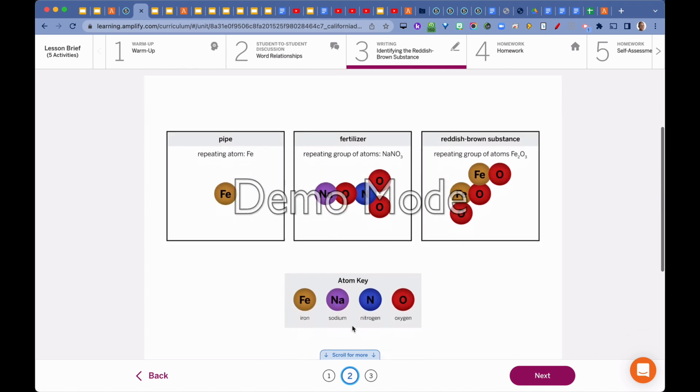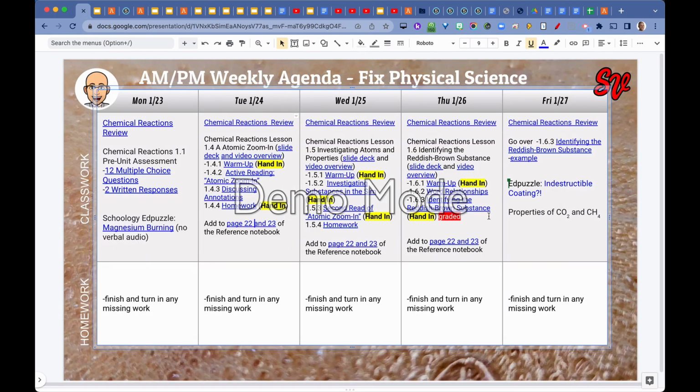So at the atomic scale, they had to use these models of the atom groups that make up the reddish brown substance, the fertilizer, and the pipe substance. And then they had to use the macro scale evidence, the actual pictures of the substances, specifically their colors. So that was due on Thursday, and then on Friday we did some revision work.